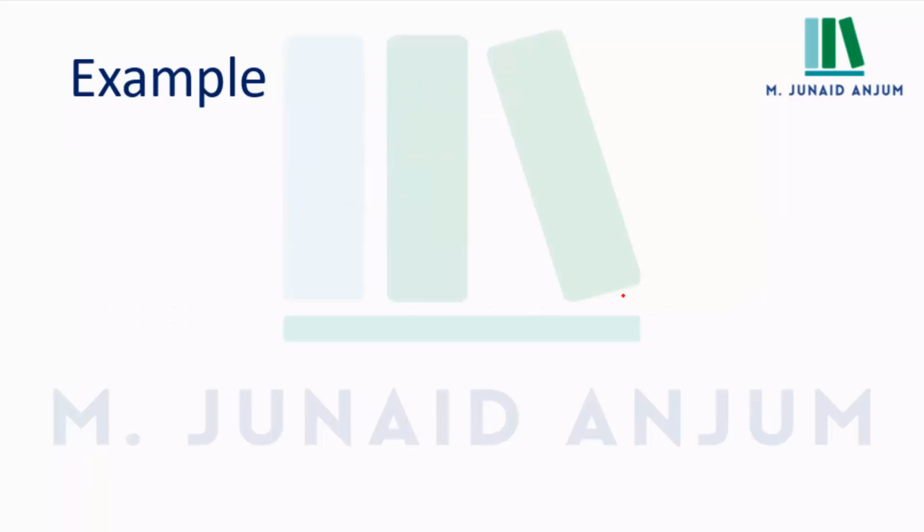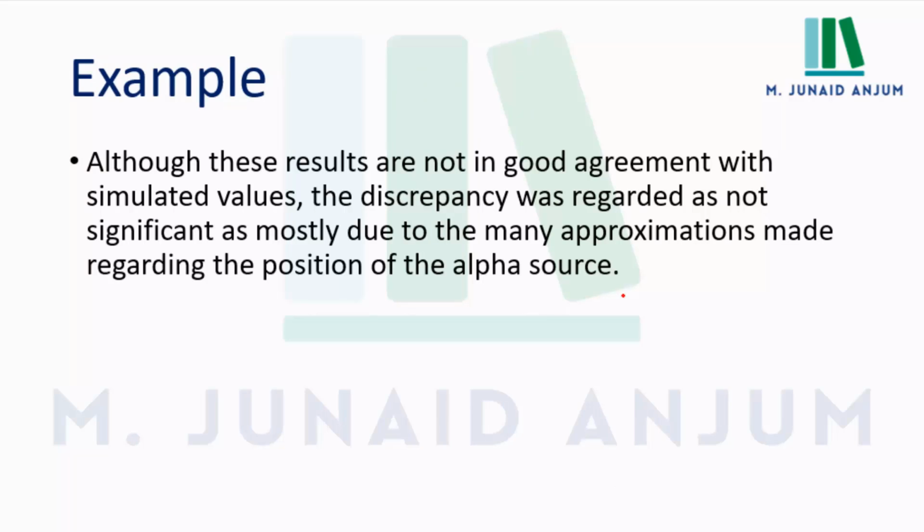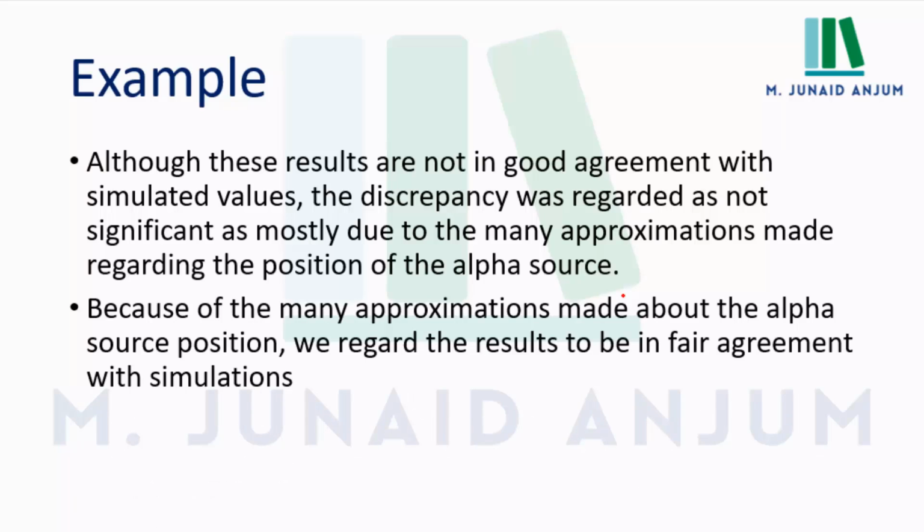I want to give some examples. "Although these results are not in good agreement with simulated values, the discrepancy was regarded as not significant as mostly due to the many approximations made regarding the position of the alpha source." You can better write this as "Because of many approximations made about the alpha source position, we regard the result to be in fair agreement with the simulation." You can see that the first sentence may give the impression that the results are not in agreement with the simulation results. So it will make the reader unclear.